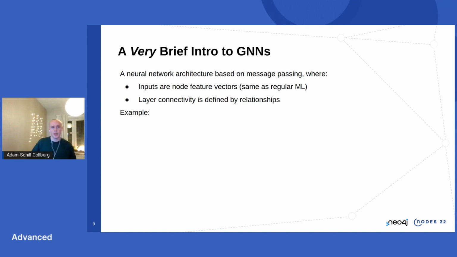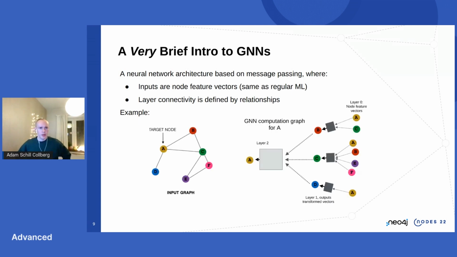So let's look at an example here. So here we have a small graph. This is not the graph we're going to look at later. This is just a small example graph. So we see here to the left, we have a target node A. And then for A, we can define the computation graph. And that is really the computation that the GNN will do in order to predict a label for the target node A in this case.